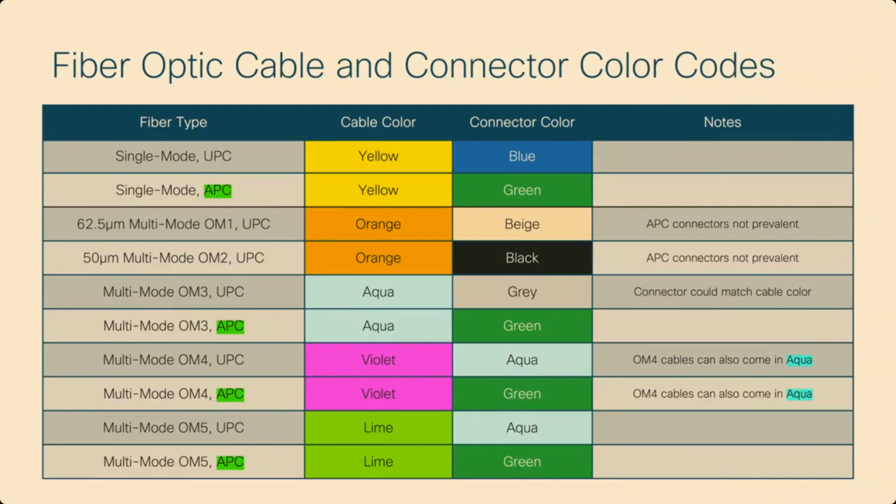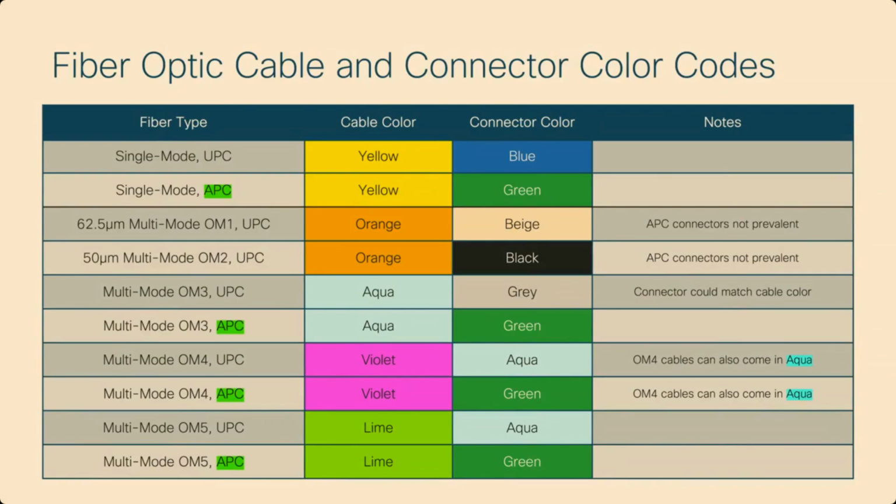So speaking of colors, the cables in your data center are going to have a color coding as well. So we started out with single mode, and single mode has always had a yellow color cable jacket. And then depending on the connector, it's either going to be blue or green. And remember that green gives you that APC type of ferrule polish.